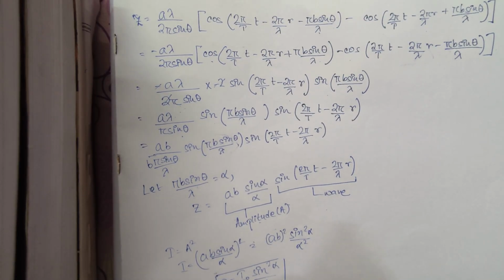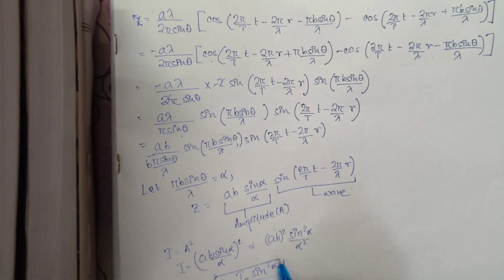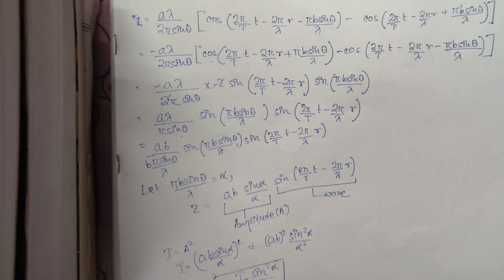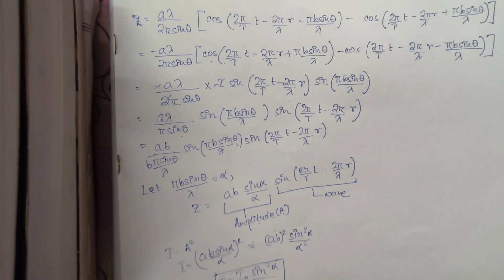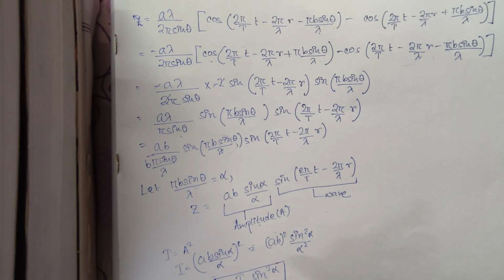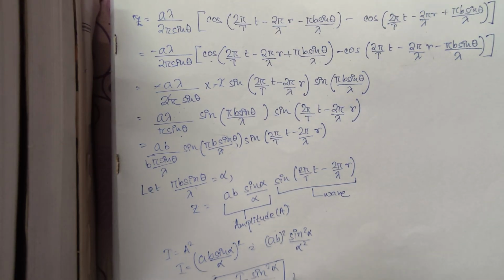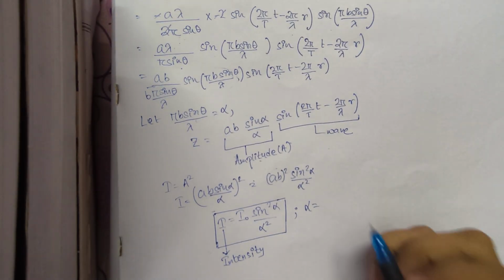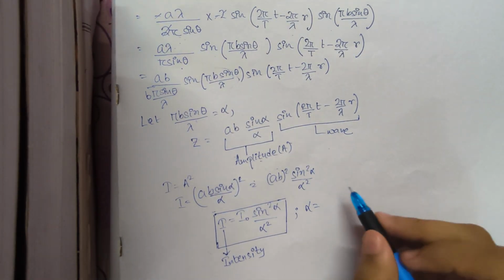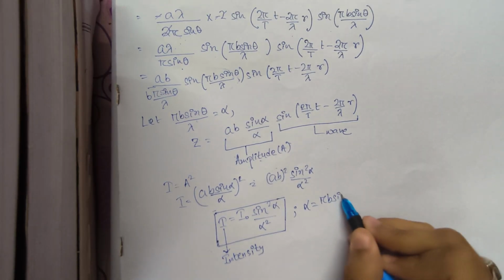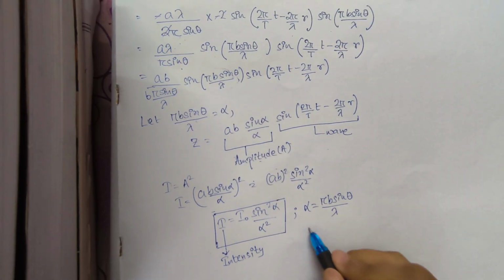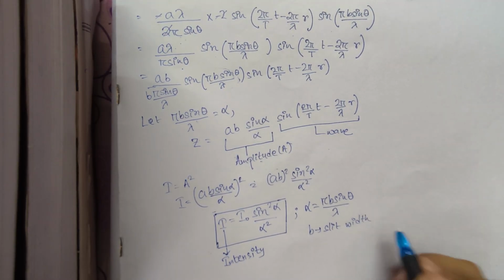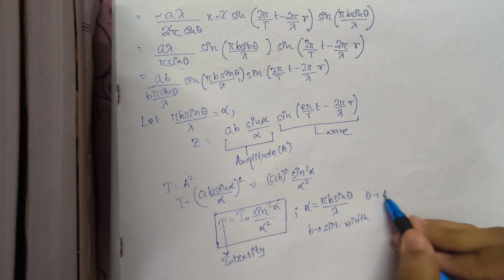Thereby we have derived the intensity formula for single slit diffraction, where I is the intensity, and alpha, what is alpha? Alpha is pi b sine theta by lambda, where b is the slit width and theta is the angle of diffraction.